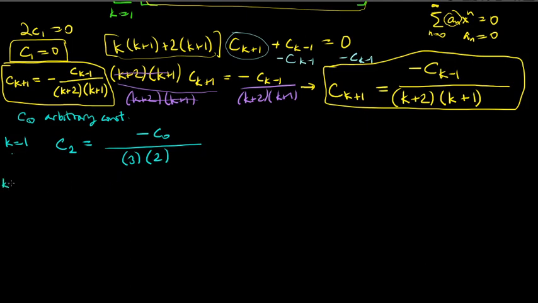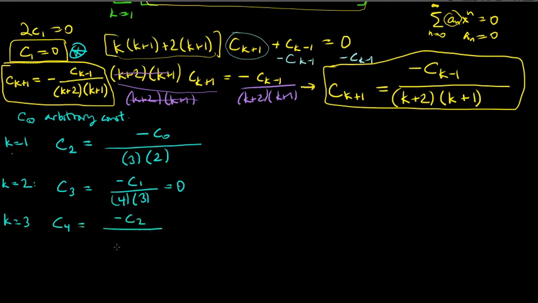Okay, so let's go on to k equals 2. So this will give us C3, which is going to be negative C1 divided by 4 times 3. But remember, C1 was 0, so this is just 0. Moving on to k equals 3, that gives us C4 equals negative C2 divided by, I keep forgetting, so this will be 5 times 4 now? Yep, so k plus 2 is 3 plus 2 is 5, yep.